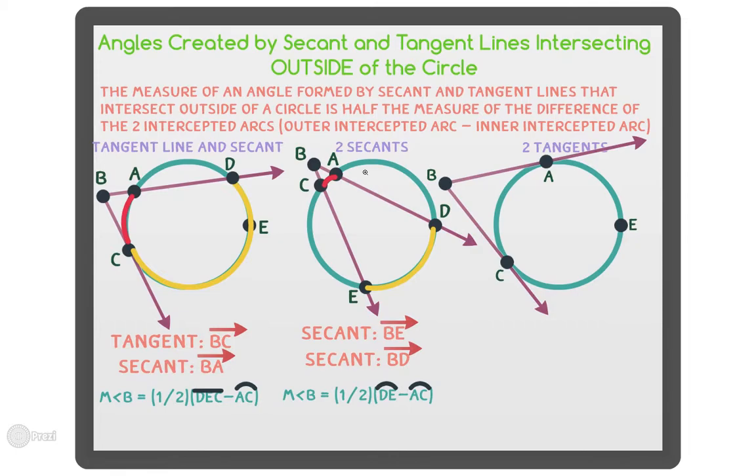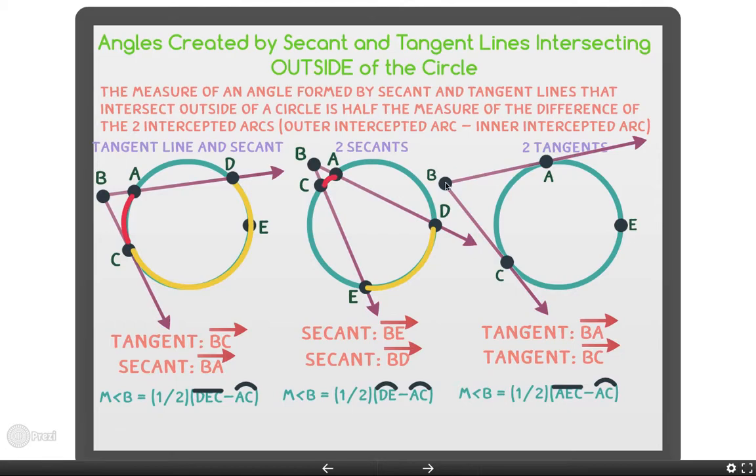Don't forget that. All right, and the last case is if you have 2 tangents, which I know these are tangents because these rays hit the circle in exactly 1 point. This one intercepts in point A. This one intercepts in point B. But again, the same thing, you guys.